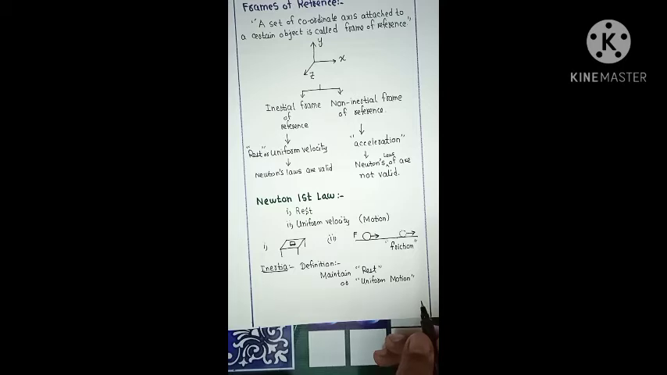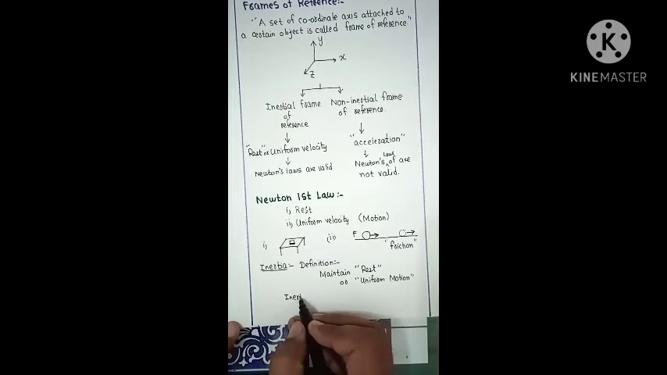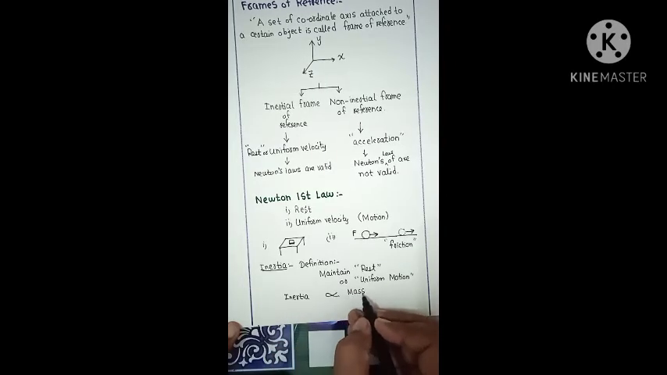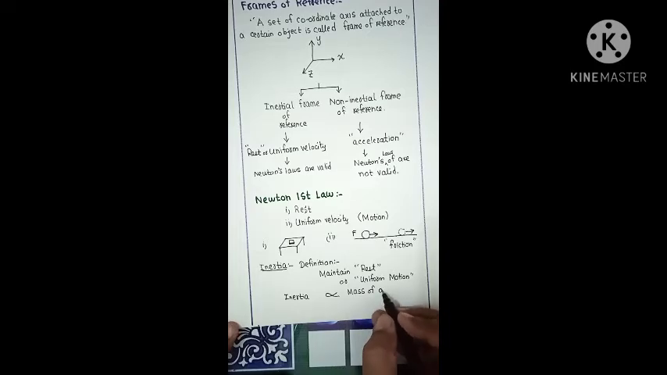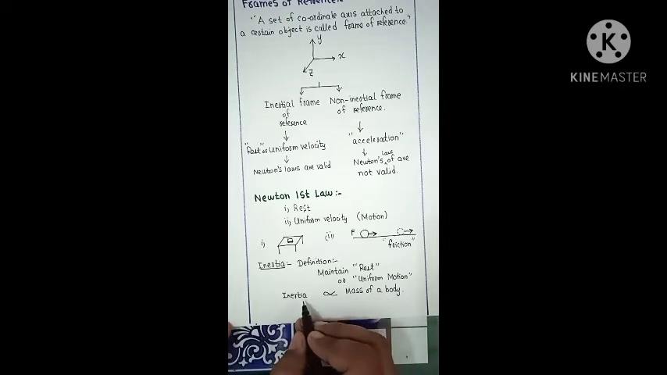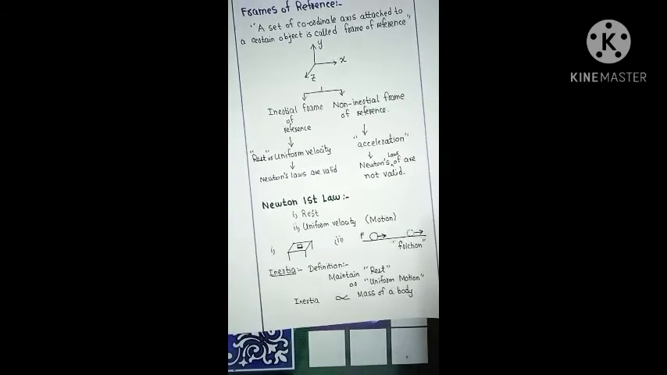Once again, see the definition, dear students. The property of an object that tends to maintain the state of rest or uniform motion is called inertia. Inertia of a body is directly proportional to the mass of the body. Dear students, a truck has greater mass, so it has greater inertia. A bicycle has smaller mass, so it has smaller inertia.